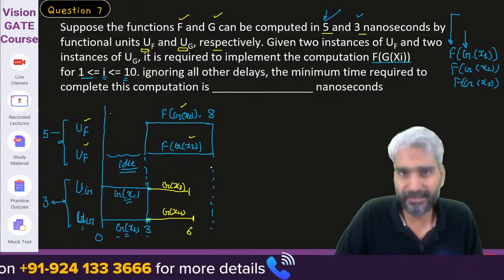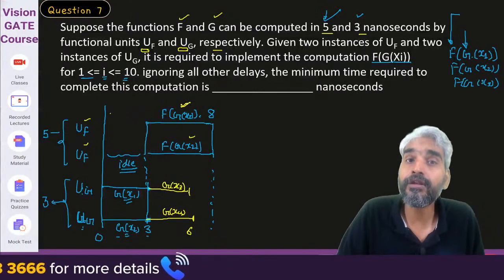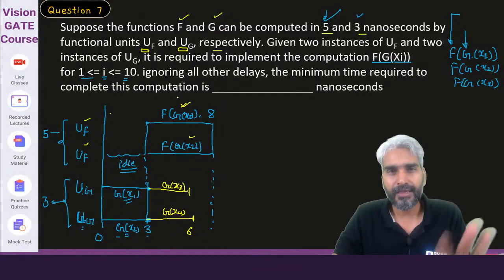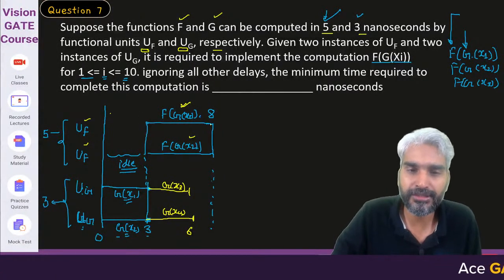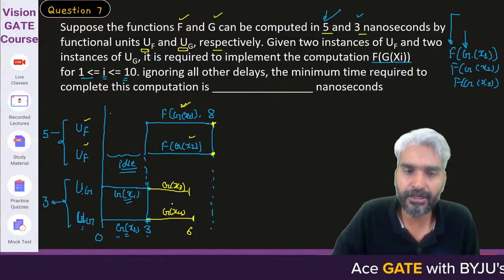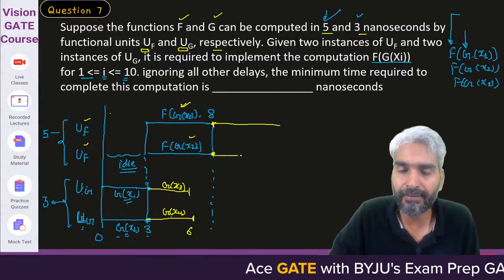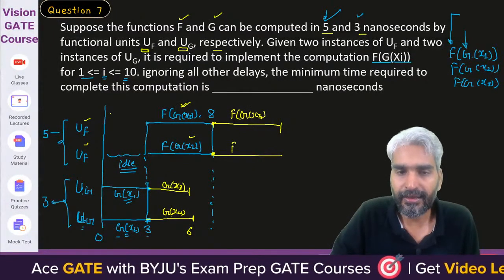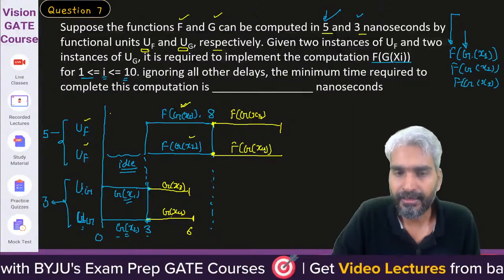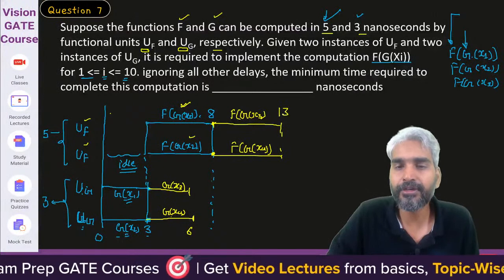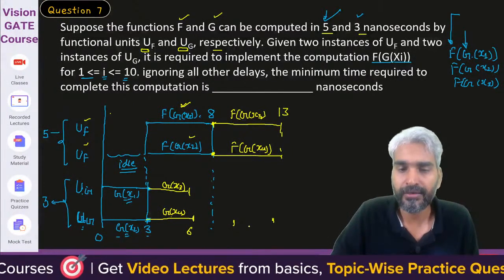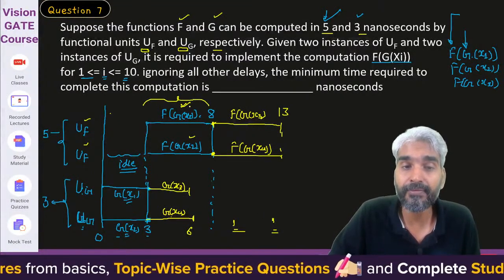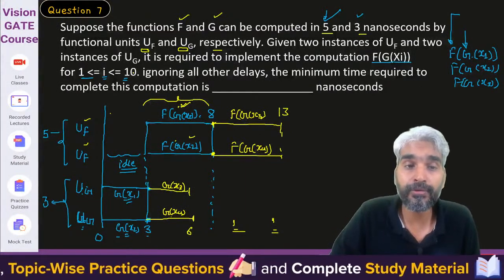So afterwards, function unit F will not have to wait for the input, which is actually the output of function unit G, because just after this, the values of G of x3 and G of x4 are available, so it can start performing the operation, that is F of G of x3 and F of G of x4, etc. Clear? So in between, 6 to 9 and 9 to 12, some other values of G will also be available. So you need to understand that in 5 nanoseconds we can perform the operation on 2 values, and we actually need to perform the operation on 10 values.